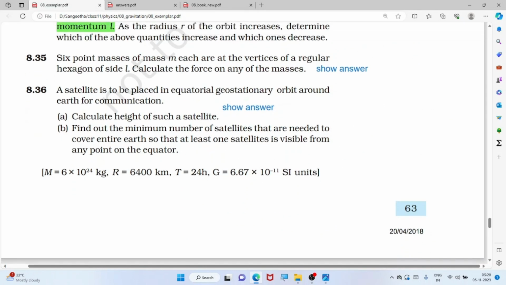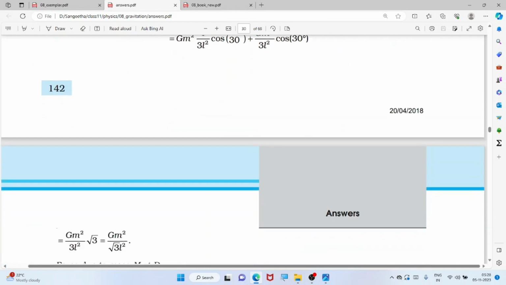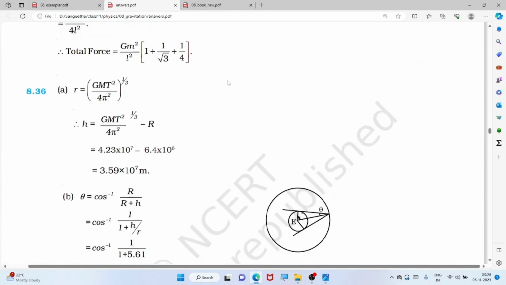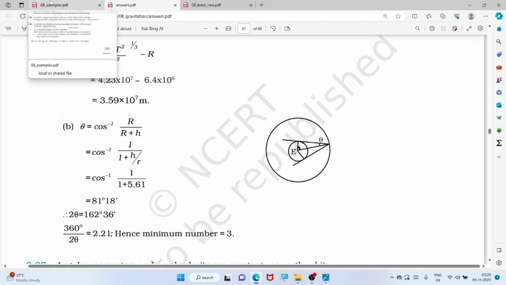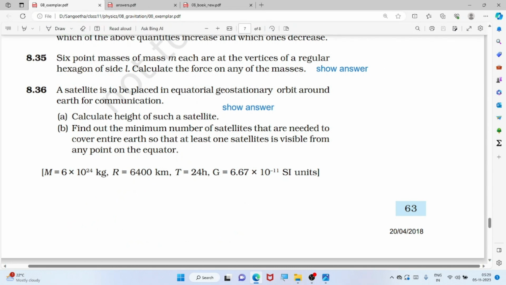A satellite is placed in the equatorial geostationary orbit around the earth for communication. Calculate the height of that geostationary satellite. Find out the minimum number of satellites that are needed to cover the entire earth. So okay, we need 3 satellites. This is the height of the geostationary satellite, and we need a minimum of 3 satellites to cover the entire Earth.